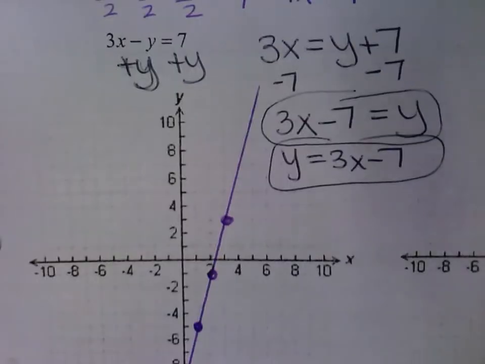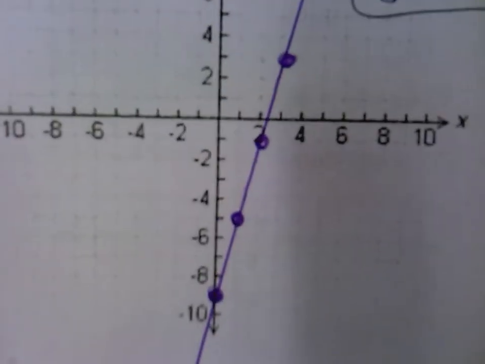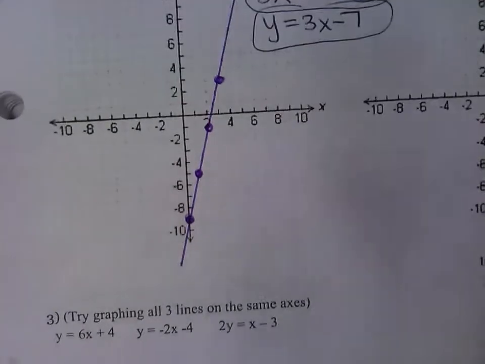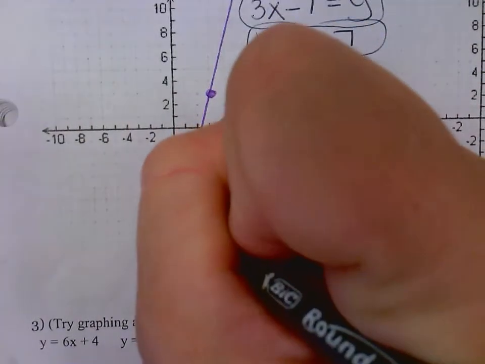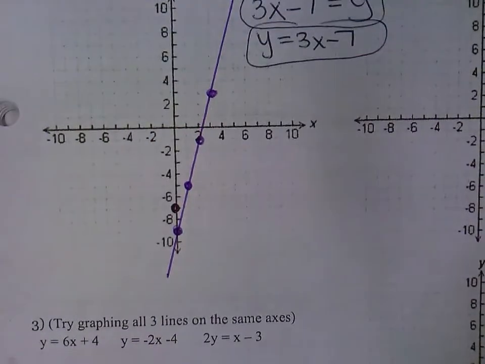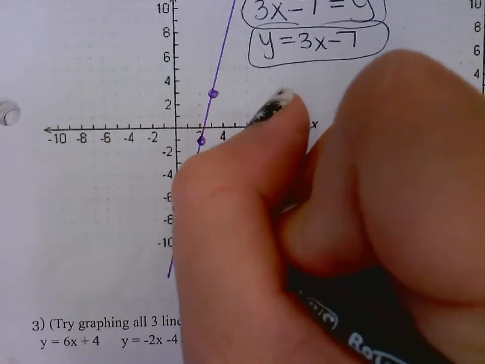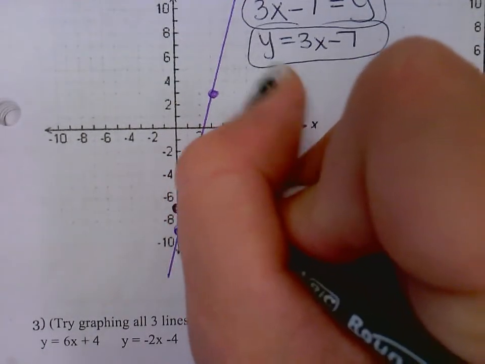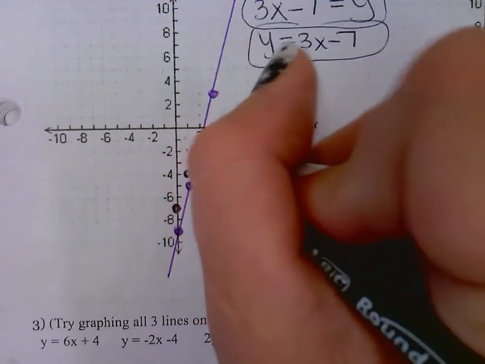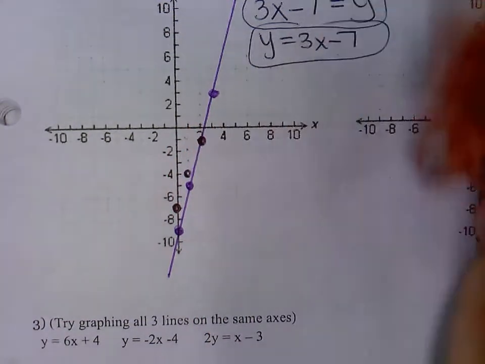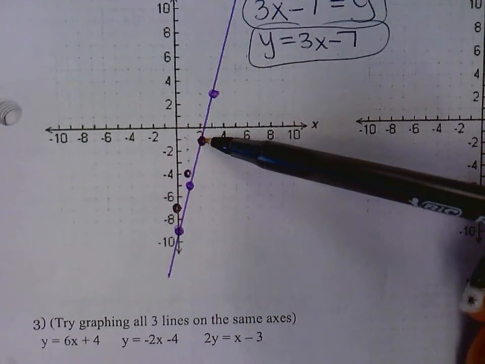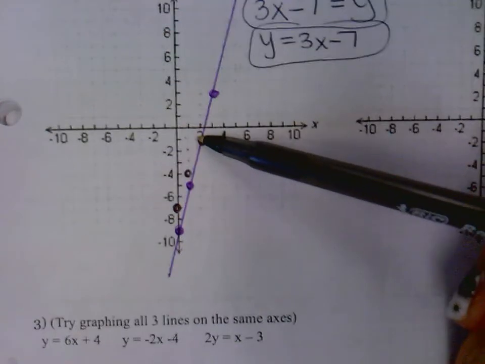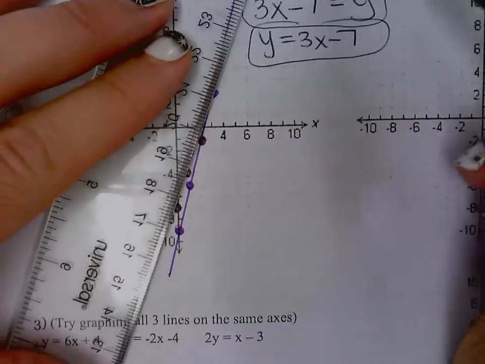This one might be tricky because they look close together. All right, I'm going to start at -7 on the y-axis, and I'm going to walk up 1, 2, 3 over 1, up 1, 2, 3 over 1. It looks like they intersect right at that point. See how they overlap right there? So I'm going to connect my black dots here.